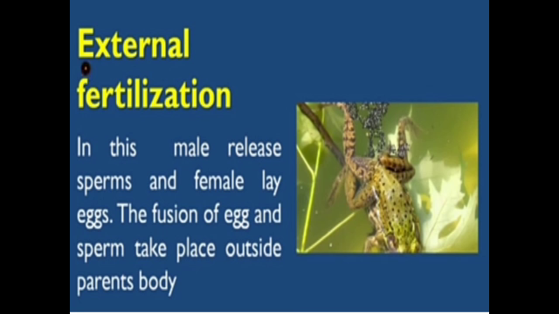When the female lays the eggs, the male deposits its sperm over them, and each sperm swims randomly in water with the help of its long tail. With the help of its long tail, each sperm swims in the water, and then the sperm slowly comes in contact with the eggs, and this results in fertilization.